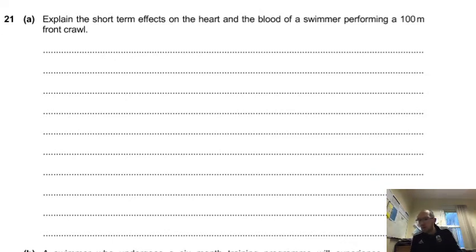So, looking through the mark scheme for 21, we have increased heart rate, increased stroke volume, increased cardiac output, increased blood flow, oxygen to working muscles, directs blood away from other organs or less blood to other organs, increase in blood pressure due to increase in demand for oxygen from the working muscles, increase in blood lactic acid, CO2, because muscles are working, blood temperature increases to help control the body's temperature, vascular shunt. Go from there. Right, that's 21.